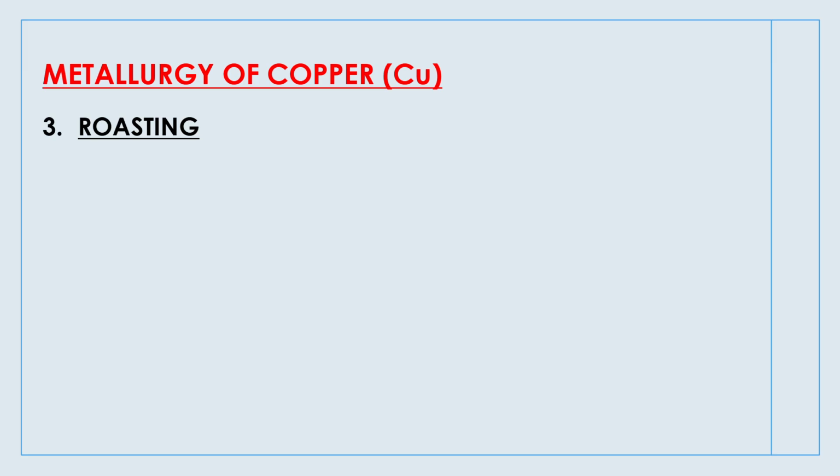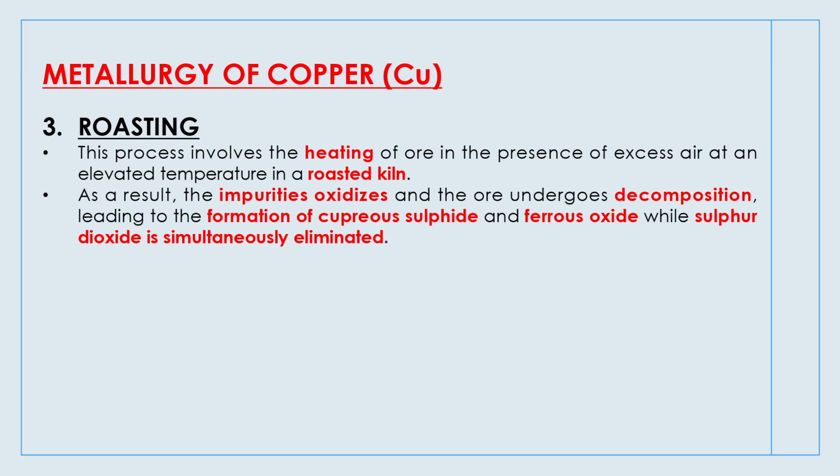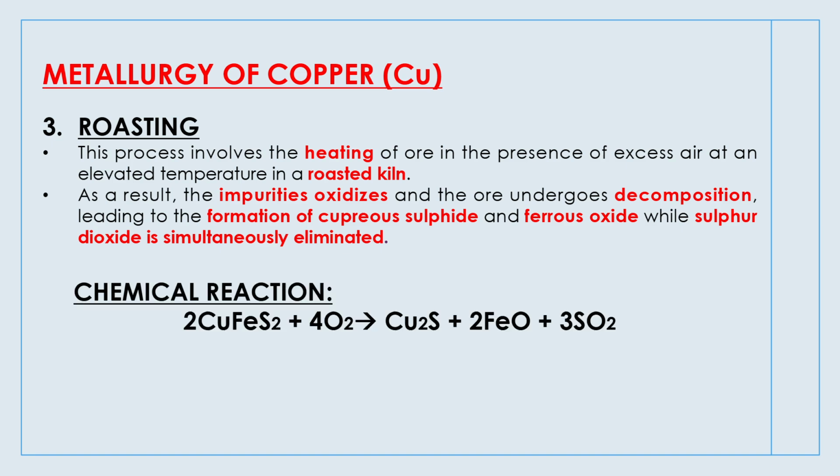Now the roasting. As the name itself indicates, this is the process which involves heating of the ore. Heating is done in the presence of air at a high temperature in a roasting kiln. The impurities will oxidize, and the ore will undergo a decomposition reaction, leading to the formation of cuprous sulfide, ferrous oxide, and sulfur dioxide. As sulfur dioxide is a gas, it is simultaneously eliminated from the system. In the chemical reaction, you can see that the chalcopyrite ore is oxidizing to form the respective products.